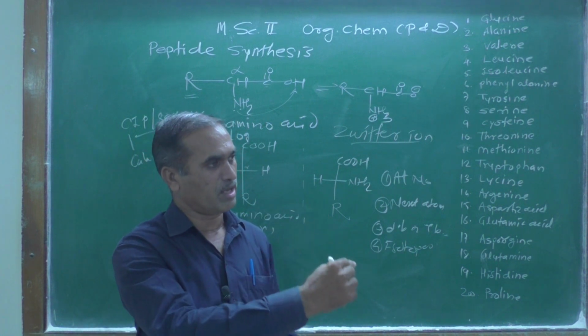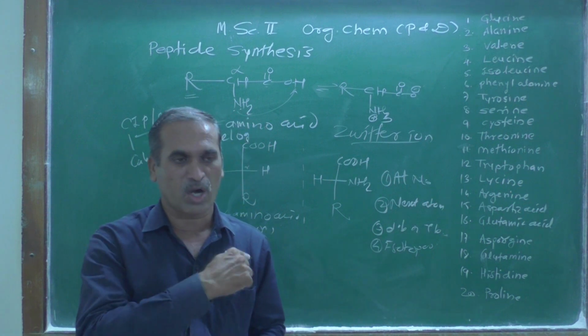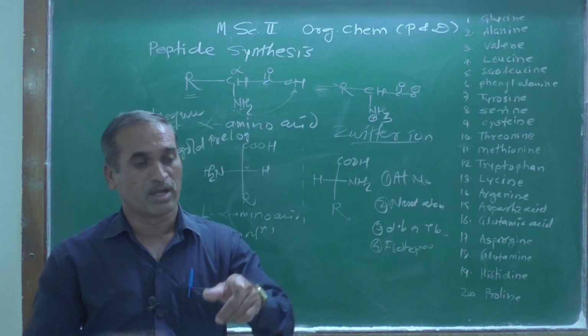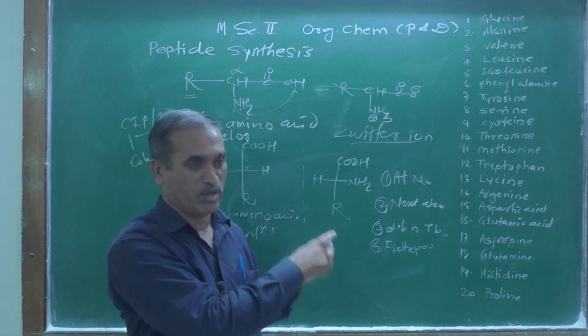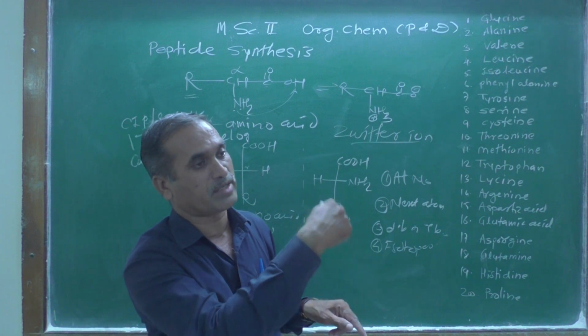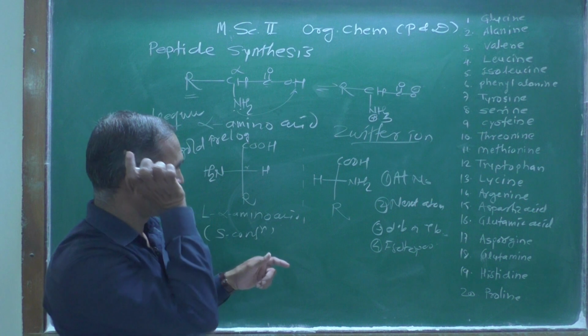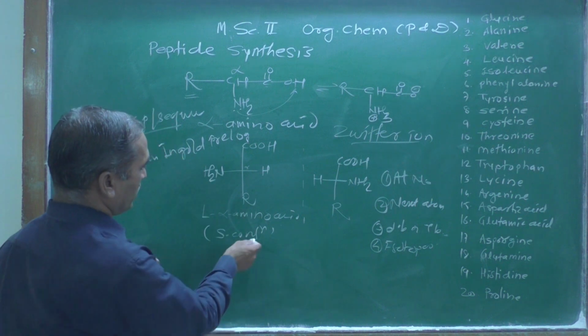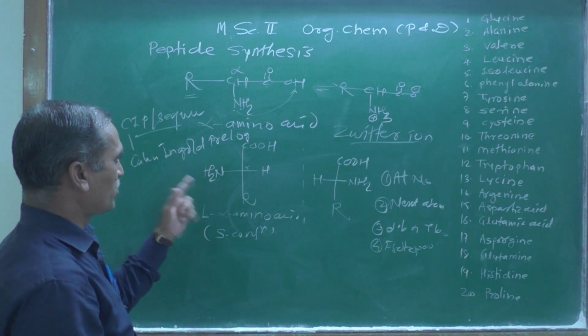Hydrogen, deuterium, and tritium all have the same atomic number, but their mass numbers are different: hydrogen 1, deuterium 2, and tritium 3. So those are the mass numbers. And now, why is it an S configuration? Look at here.